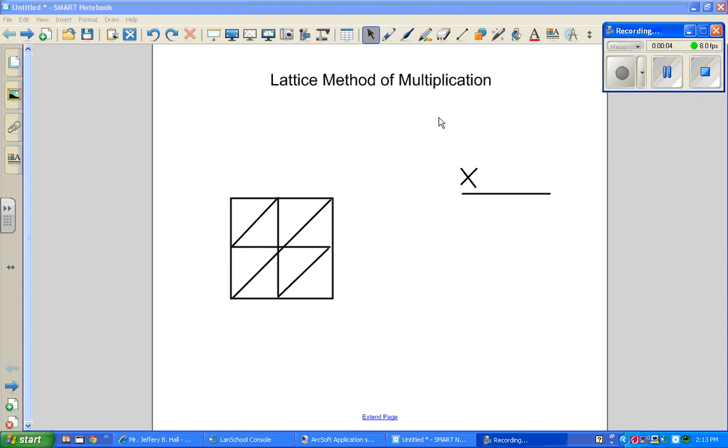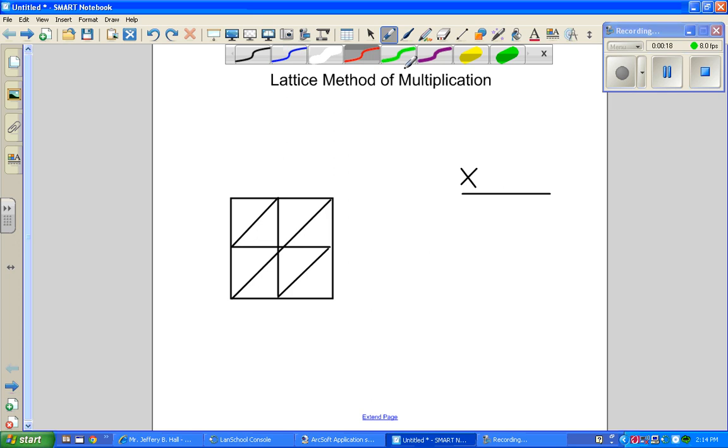I'm going to show you really quickly how to do the lattice method of multiplication. Now, first of all, for most parents, the reason this becomes so difficult is this is not the traditional way we've learned how to do multiplication. So the first thing I want to do is actually show you how it works and why it actually helps students by being less confusing.